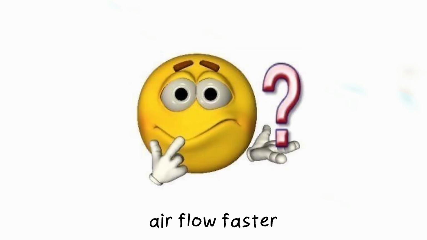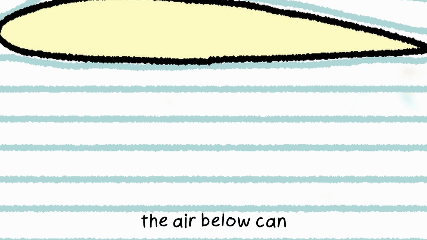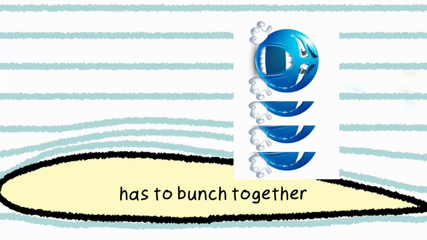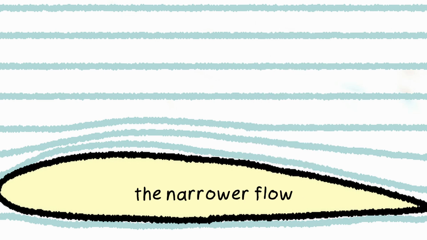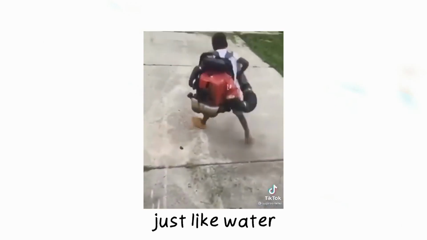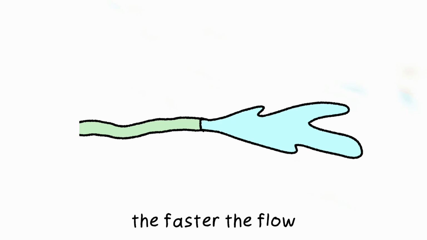But why does air flow faster through a curved surface? When the wing cuts through still air, the air below can pass through normally, but the air on top has to bunch together since it is following the curved shape. The narrower flow constricts the air and makes it move faster, just like water flowing through a hose. The thinner the hose, the faster the flow.